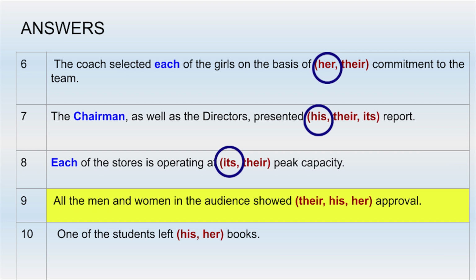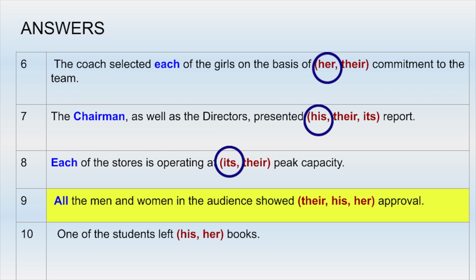Number 9. All the men and women in the audience showed their, his, or her approval. The antecedent is all, not men and women. All is one of the indefinite pronouns that takes a plural pronoun, so the correct pronoun is their.